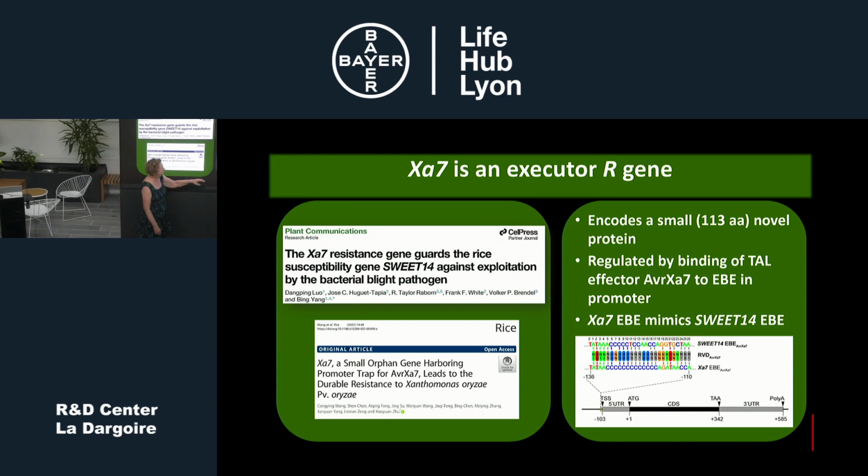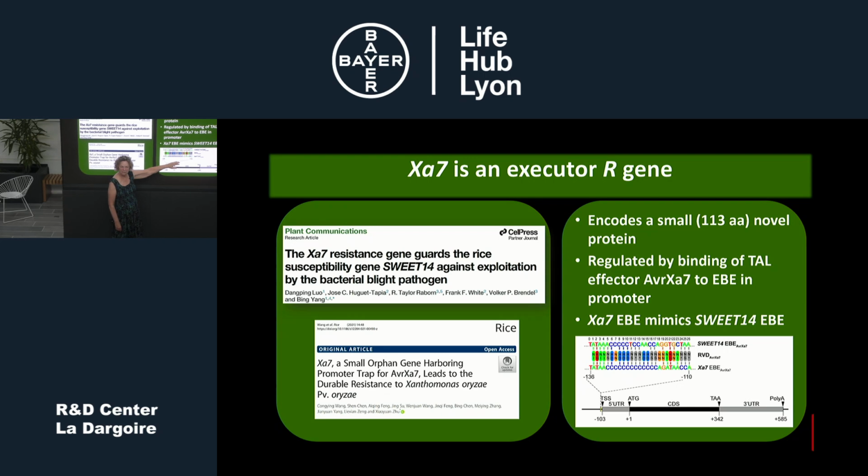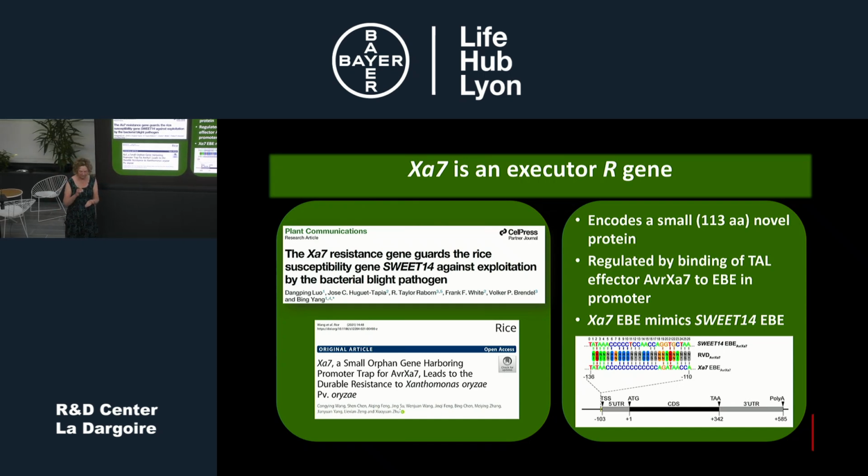And that in the promoter, there is an effector binding element that is very similar to the effector binding element in the sweet gene that the effector also activates. So this story is a little more complicated than some of the other TAL effector sweet gene activation, executor gene activation stories, but it's actually quite interesting. So the hypothesis that they put forward in this paper is that the TAL effector prefers to bind to the sweet gene and activate disease, but the XA7 gene can compete for binding of that TAL effector, and when you get competition for binding, once it's activated, it sets off cell death and resistance.